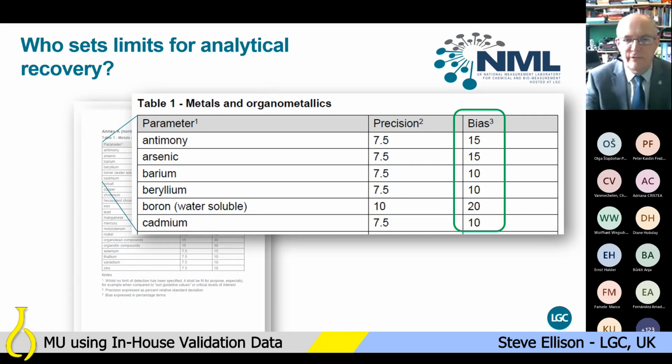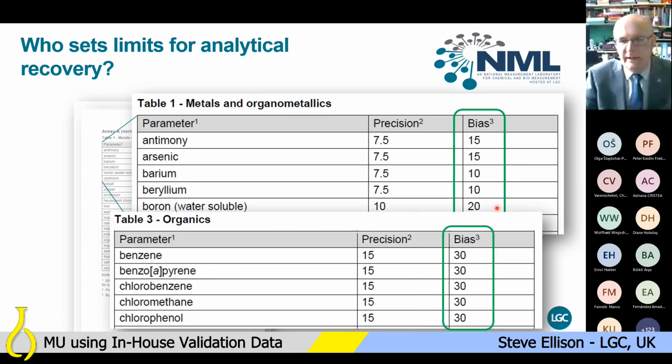So this one effectively says you're allowed a recovery of 100 plus or minus 15%, say for antimony, a bit wider for boron. So the regulator has set limits, and if you're within those limits, you're allowed to use that test method. Of course, being an environmental standard, there's limits for organic contaminants as well. They're a bit wider because they're a little bit more difficult.